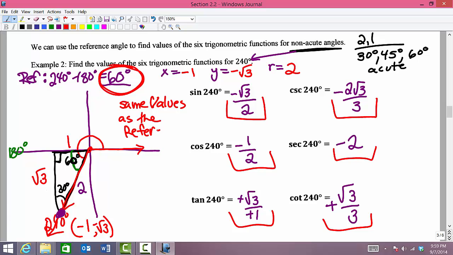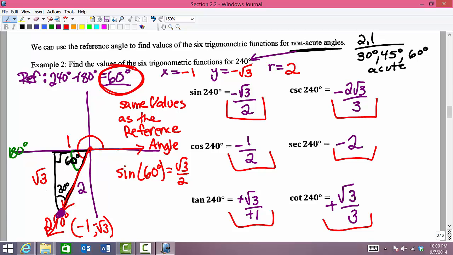So all of the actual numbers themselves are the exact same values as the values of our reference angle, 60 degrees. So sine of 60 degrees was positive square root of 3 over 2. But we see the numbers themselves are the same for each of our trig functions. So cosecant of 60 is 2 square root of 3 divided by 3.